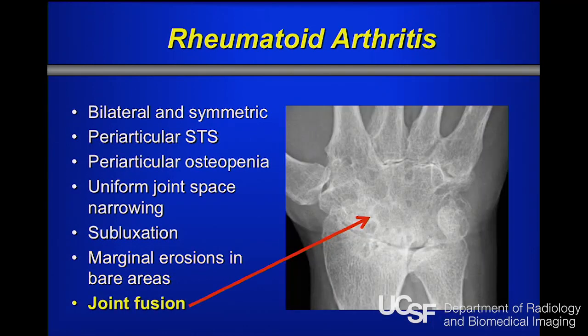As the disease progresses, you see more and more fusion also of the joints, and this is shown here where the whole carpal bones are really completely fused. And you may also see at later stages some secondary degenerative changes.